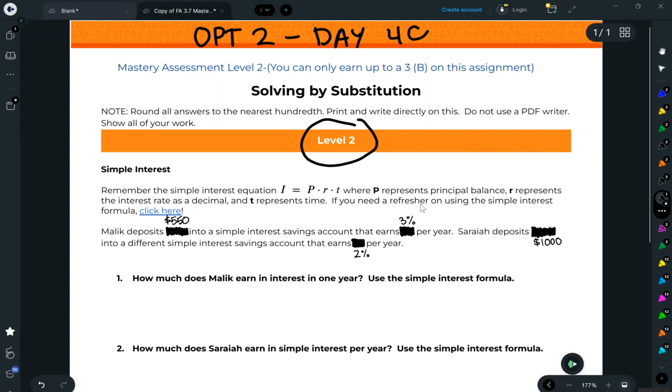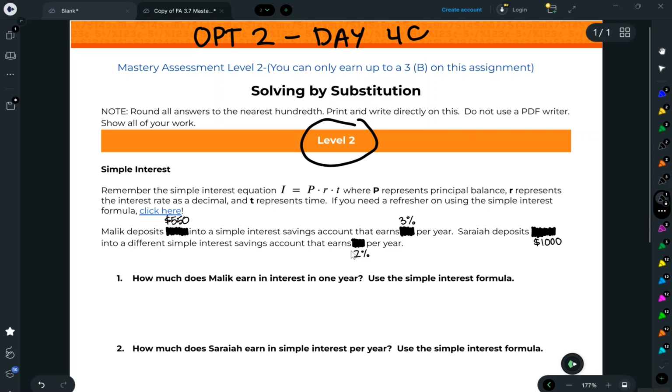All right, so this is a video looking at Opt2 Day 4C, solving by substitution. This is level 2. So we have this equation, simple interest. Interest is equal to principal times rate times time, usually in years, but could be other forms of time. And don't forget, your interest rate is going to be represented as a decimal.